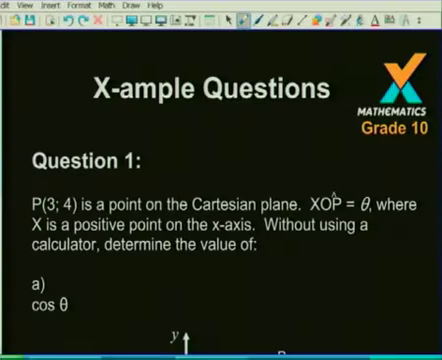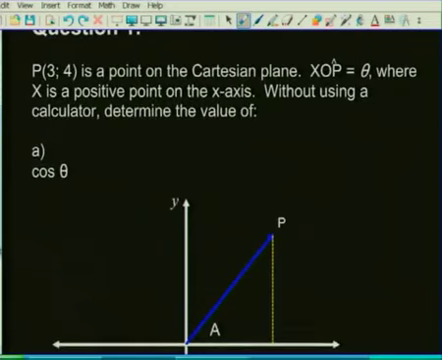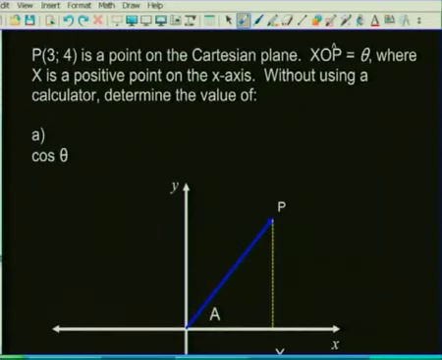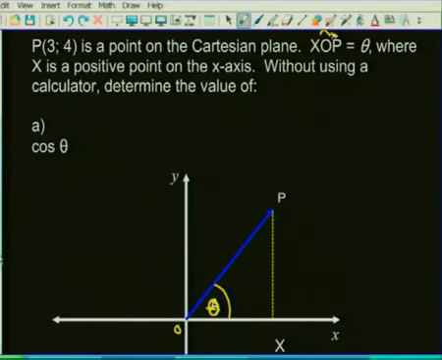All right, the example says we have a coordinate P with coordinates 3, 4. It is a point on the Cartesian plane, XOP. Sorry, my little angle there just sort of got sidetracked a little bit, so let's cross him out. So XOP is equal to theta. So X, O being the origin, P being there, there's my angle. And they called it theta, not A, so let's just rectify that. Of course, usually we use Greek letters when we're defining angles, but it's not the end of the world if you use capitals. Right, when X is the positive point on the X-axis, without using a calculator, very important.